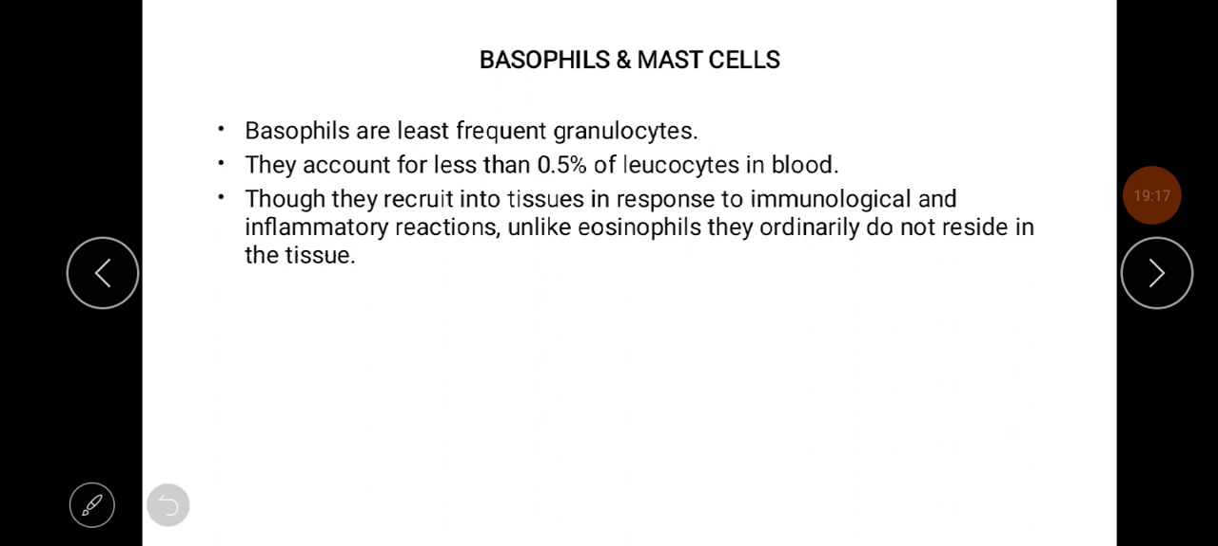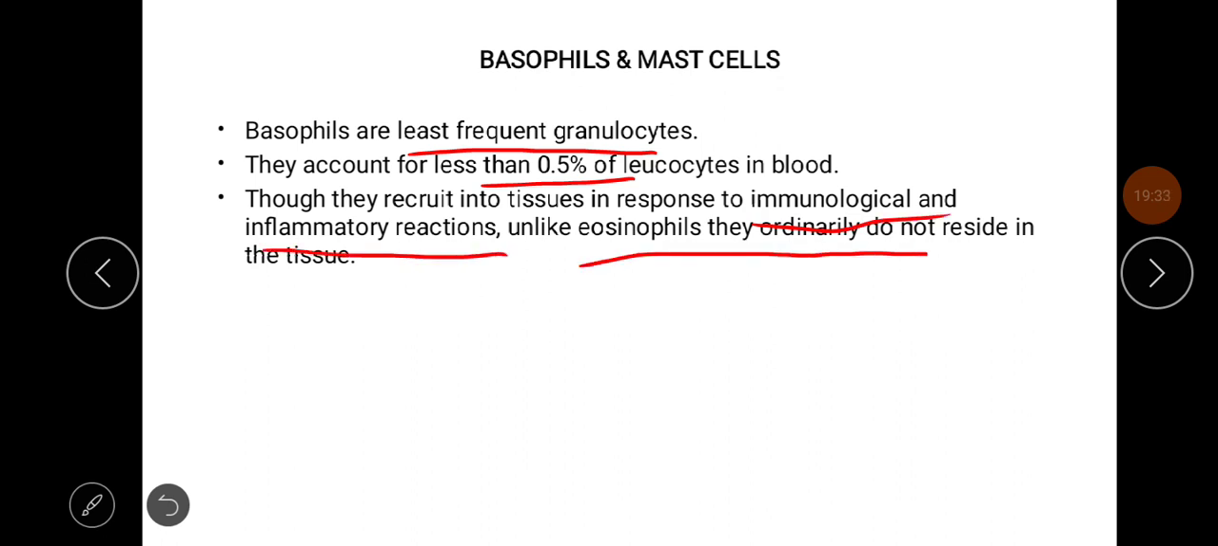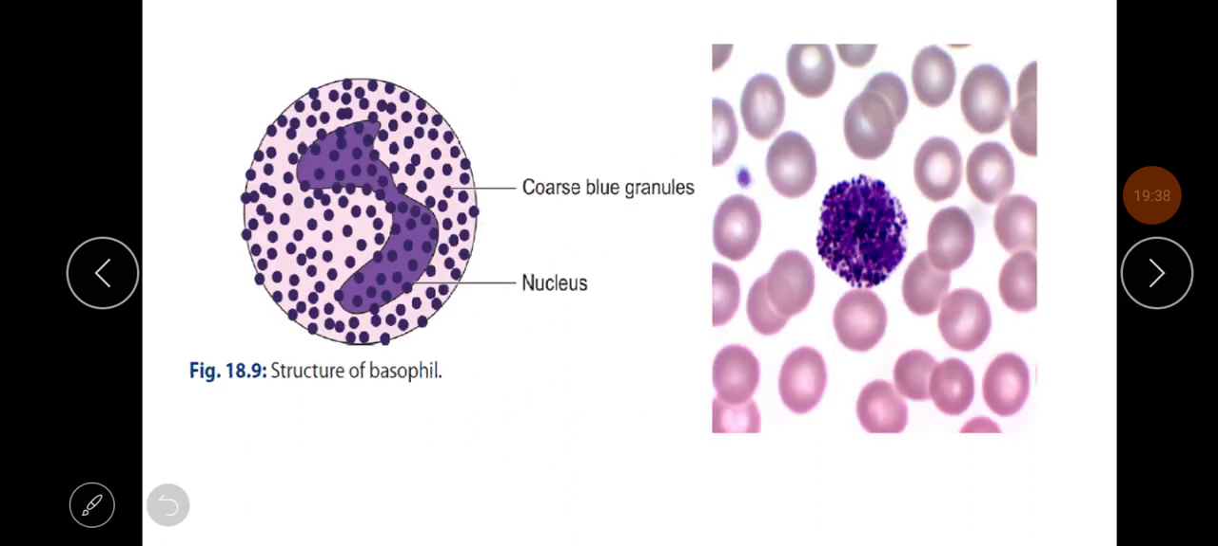Basophils and mast cells are the least frequent cells amongst the granulocytes. They account for less than 0.5% of the total leukocytes. Though they are recruited into the tissues in response to immunological and inflammatory reactions, unlike eosinophils, they ordinarily do not reside in the tissue. This is the diagram showing a basophil, and this is the eosinophil which is seen in the peripheral blood.